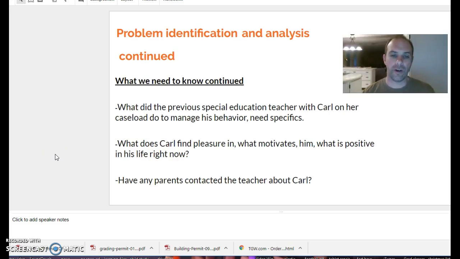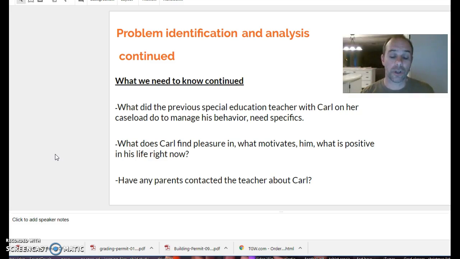What else do we need to know? I think one of the big ones is, what did the previous special education teacher do with Carl, the one that was there for 25 previous years? What were her steps? What were the parameters that she used to deal with Carl? Are there any notes or lesson plans or documentation anywhere that Susan can now follow?